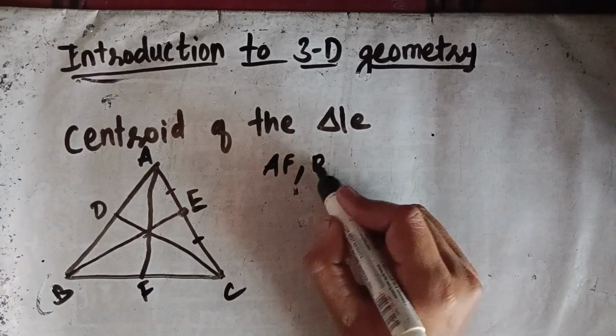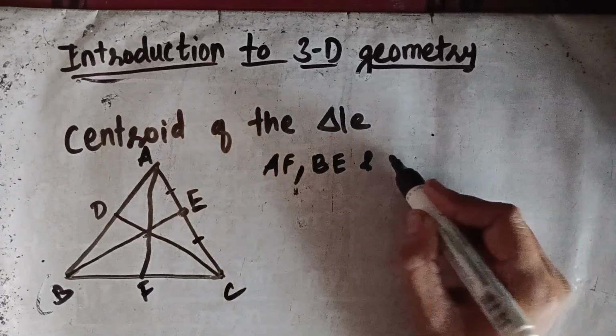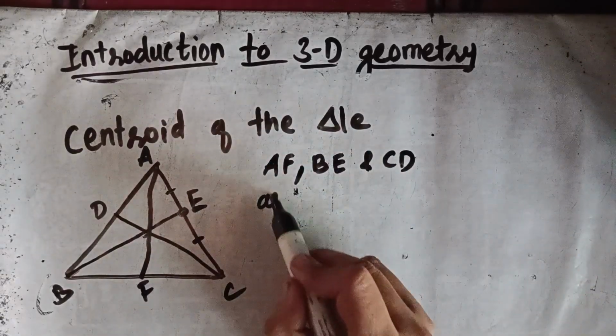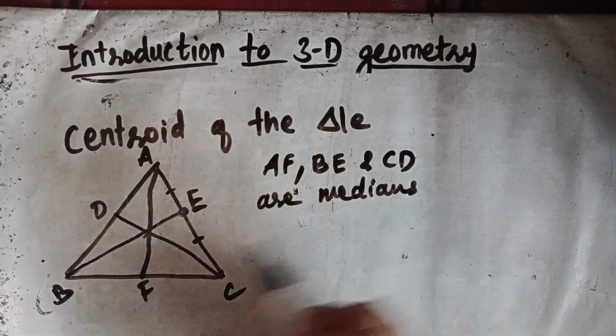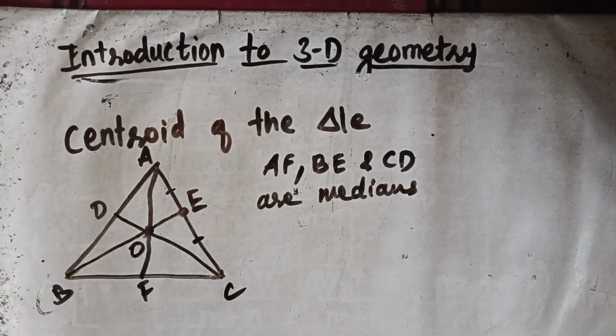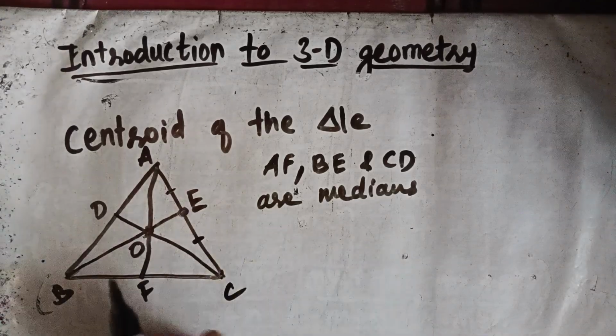AF, DE and CD are the medians that meet at point O. So the centroid is given by the formula. Usually it is denoted by G.